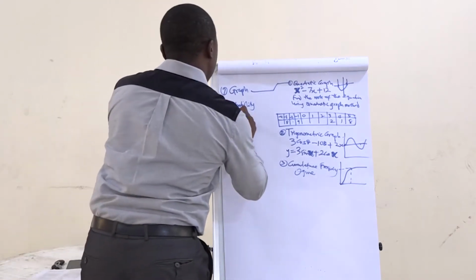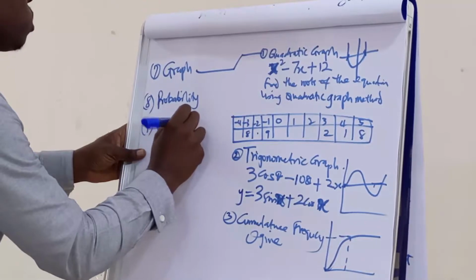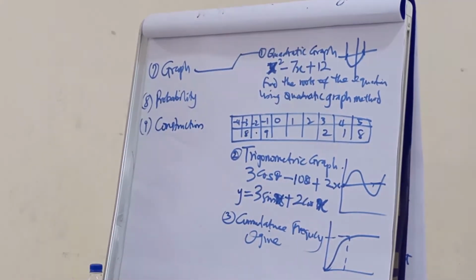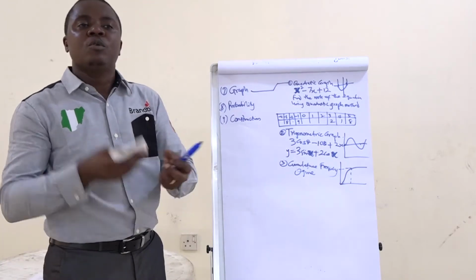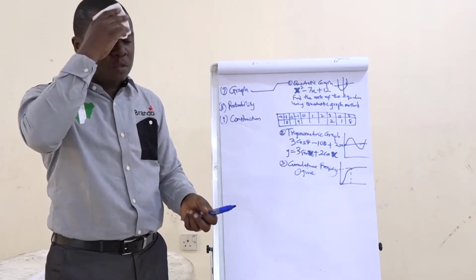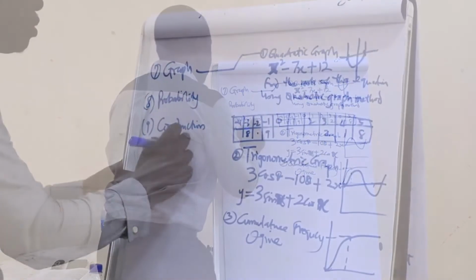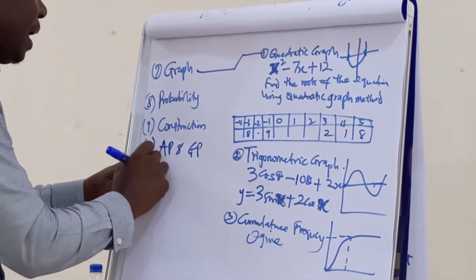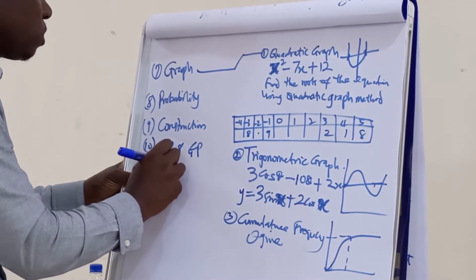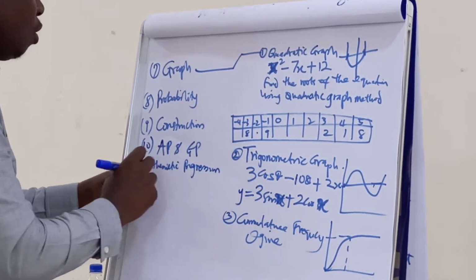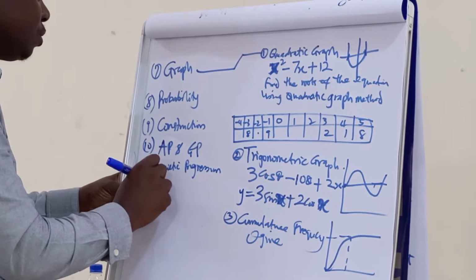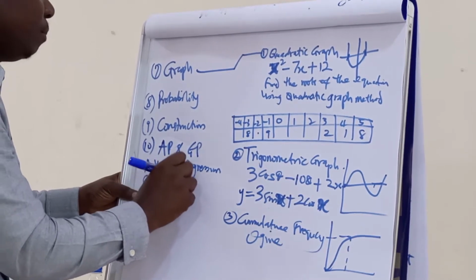But we also have construction. For those of us that don't do TD, they'll ask for locus. What's the locus of something? They'll give you a question. So today, we have GP, that's arithmetic progression, or geometric progression.